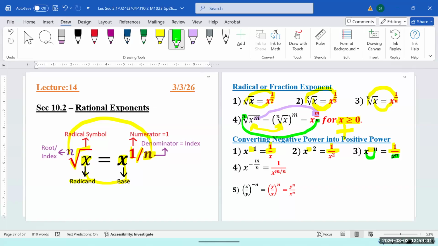Now, if your power already has a fraction, it doesn't matter. This entire fraction goes in the denominator, where the negative symbol turns into 1 over.